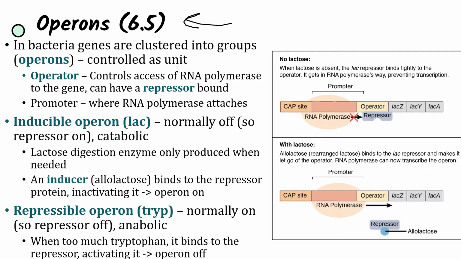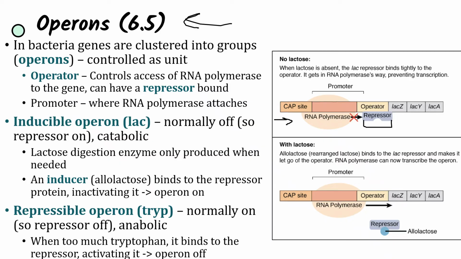And there are two kinds of operons. There are inducible and repressible operons. So one example of an inducible operon is the lac operon. And it contains genes for digesting lactose. And it's inducible because it's normally off, so it needs to be turned on. So when the operon is off, that means the repressor is on, as you can see here. We have the repressor preventing the RNA polymerase from expressing these genes, and it is a catabolic process. So lactose digestion enzymes are only going to be produced when they're needed. So we only need to break down this material when it's present within the cell. So in a normal state, the lac operon is going to be off.